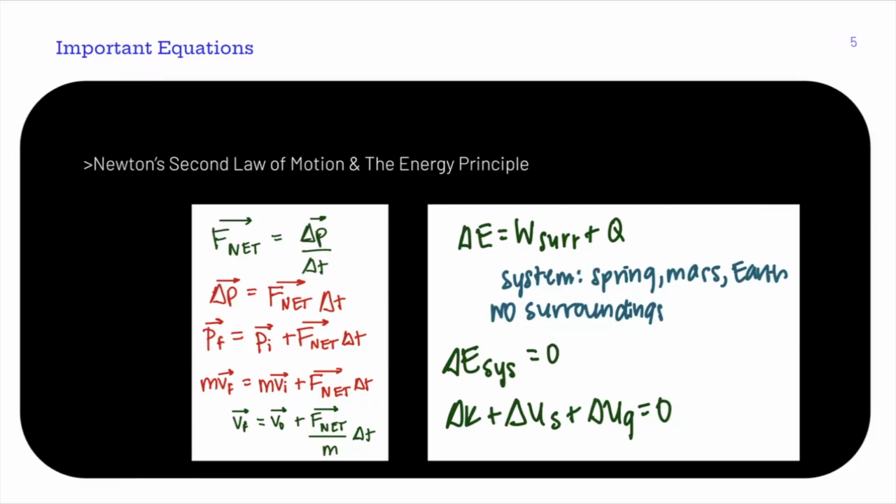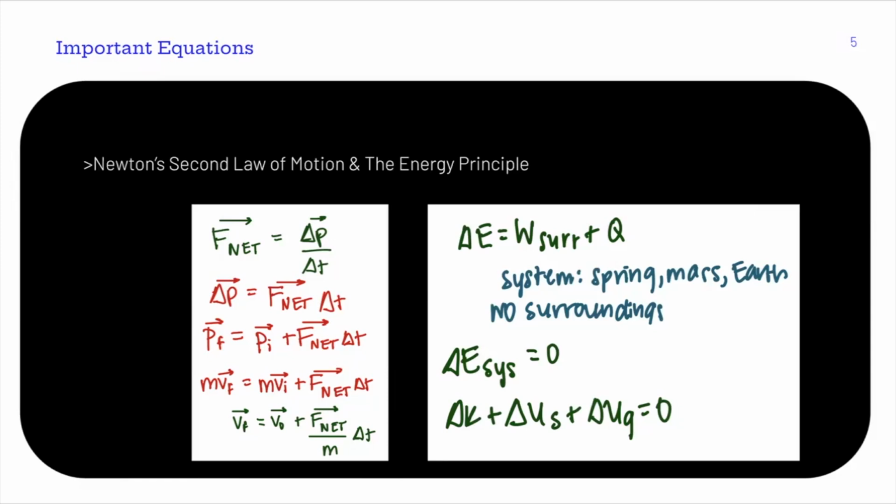And then the energy principle, which tells us that energy can't be created or destroyed, only transformed from one form to another. In our system, which includes the spring, mass, and Earth, there are no external surroundings doing work or adding heat, so the total energy stays constant. That means the change in total energy of the system is zero. Mathematically, we write that as an equation in this slide, which just means energy moves between kinetic, spring potential, and gravitational potential, but the total doesn't change.